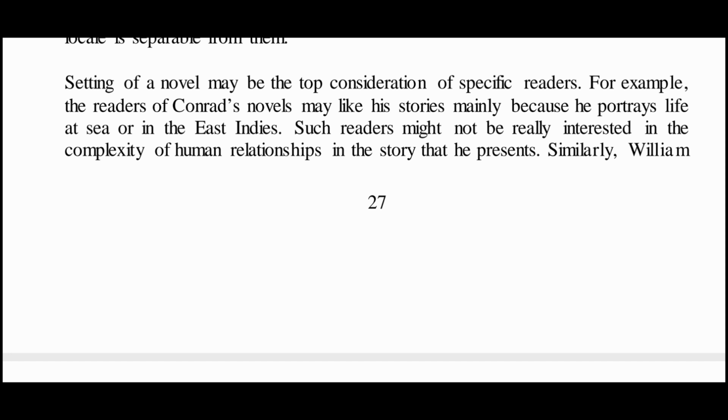For example, the reader of Joseph Conrad's novels may like his stories mainly because he portrays life at sea or in the East Indies. Such readers might not be really interested in the complexity of human relationships in the stories that he presents.